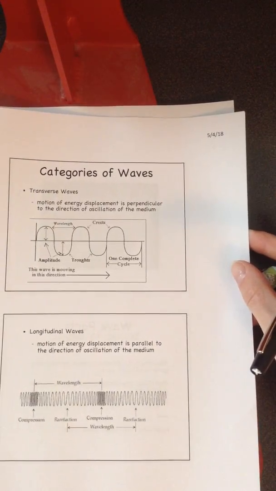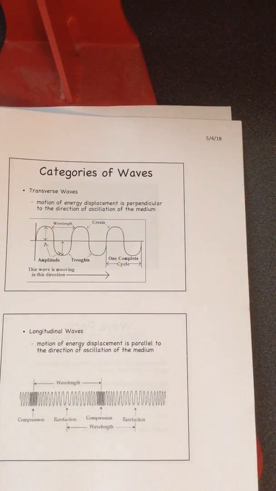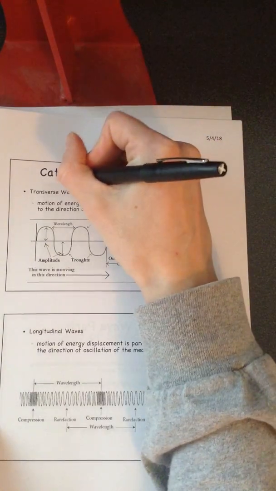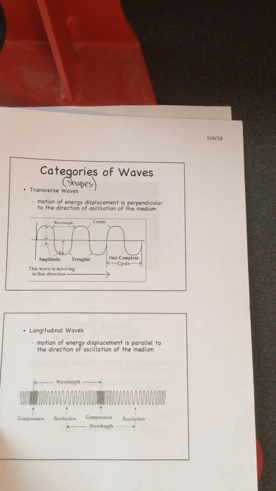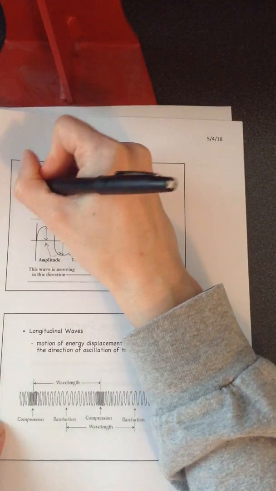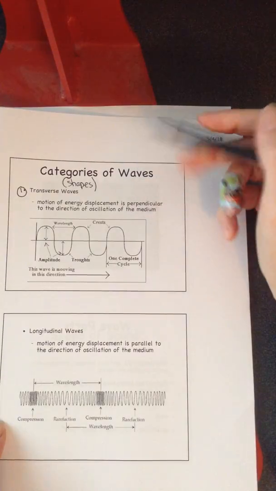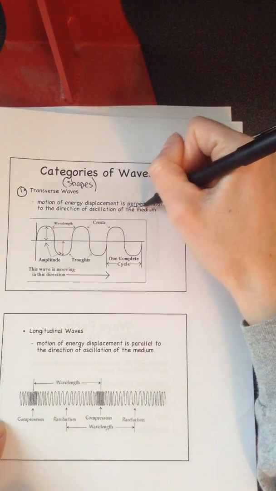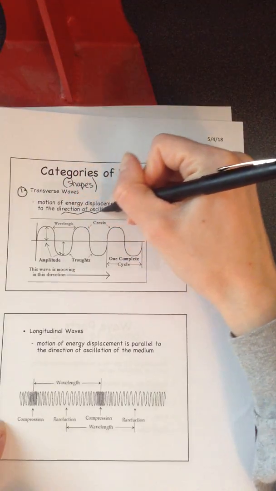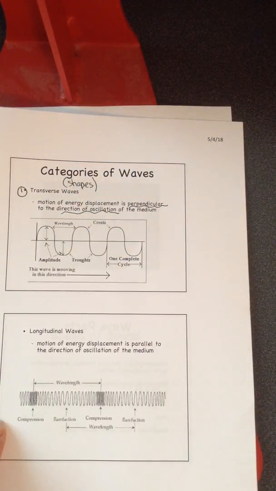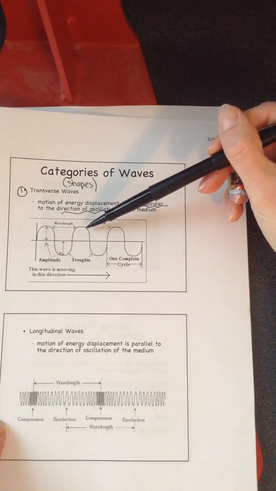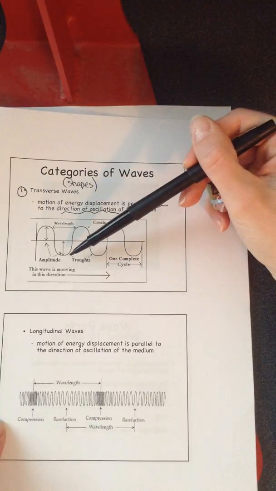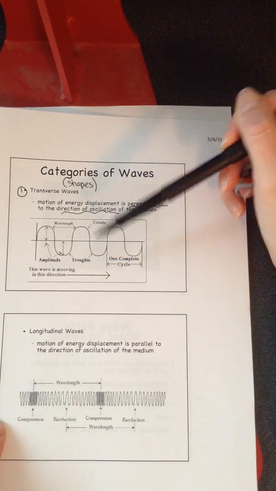Alright, sticking with our wave basics here. Now we have different shapes. I like to call these the two main shapes that our waves can take on. Once again, we have a transverse shape, and you can read the definition there. The motion of energy displacement is perpendicular to the direction of oscillation of the medium. And then in this diagram are just the pieces and parts of a transverse shape. You can see the crests are your top parts, your troughs are your bottom parts.